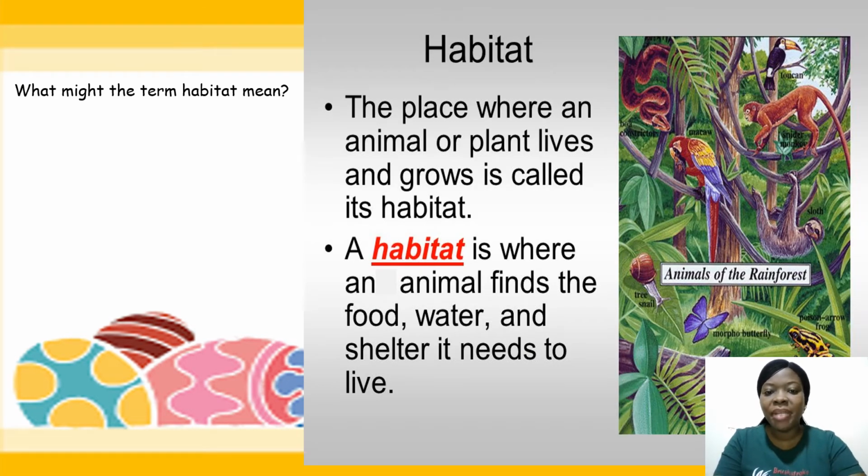What might the term habitat mean? I bet you might have heard of this word. It's the place where an animal or plant lives and grows. A habitat is where an animal finds the food, water, and shelter it needs to live. So habitat is where animals or plants live and grow. It is where they find what keeps them alive, their food, clothing, shelter. That is called a habitat. Don't forget this.